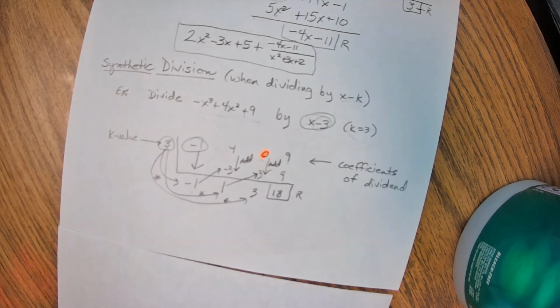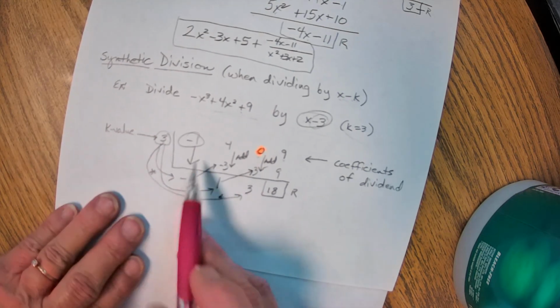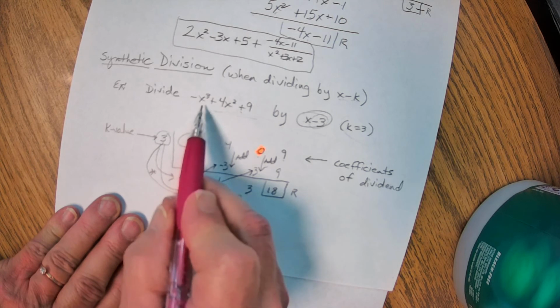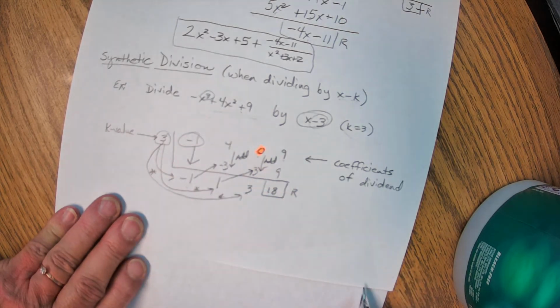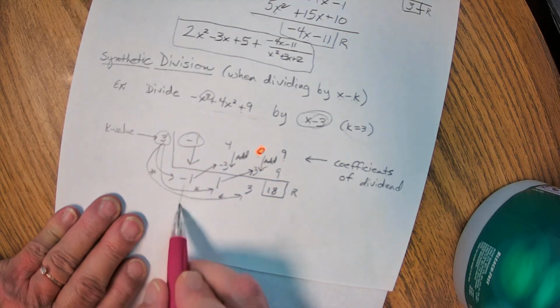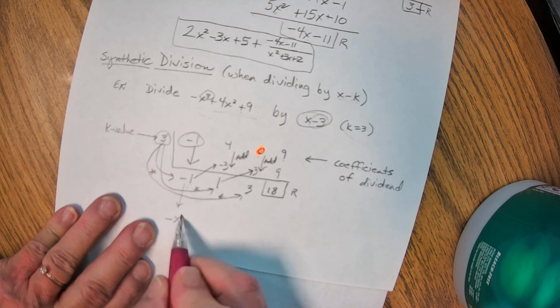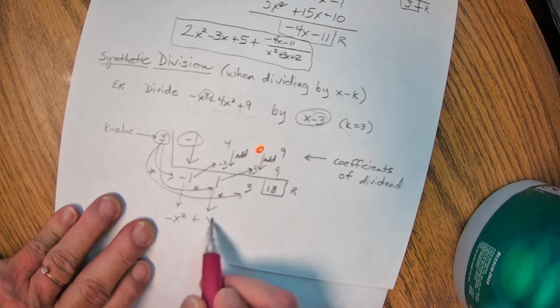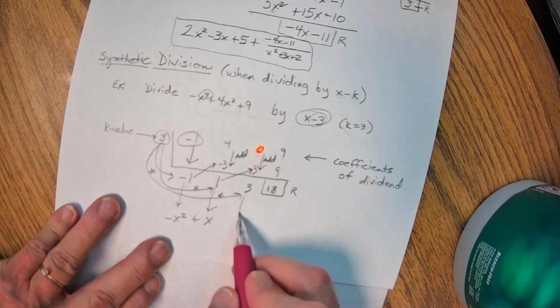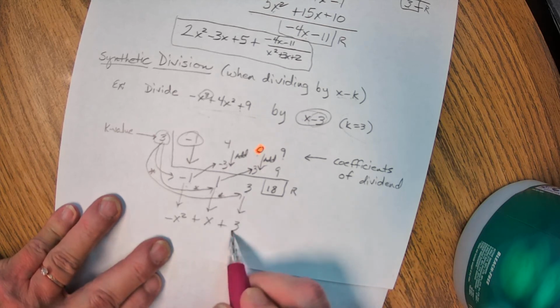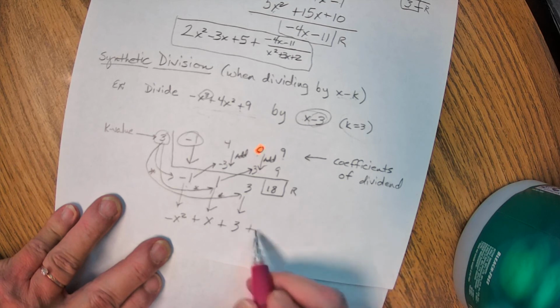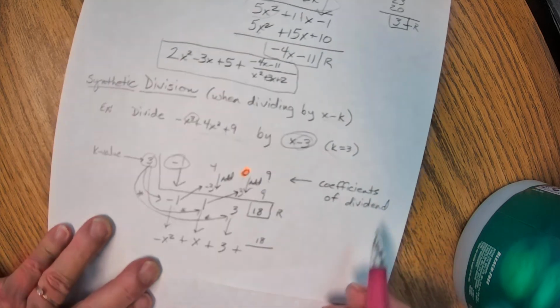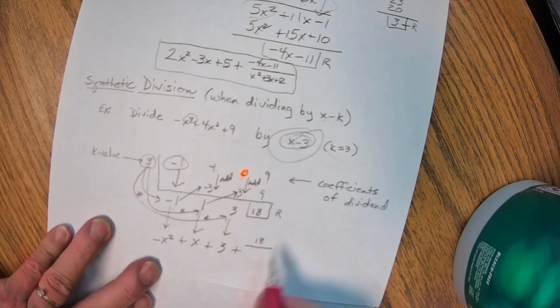This is my leading coefficient in my answer. And the degree is going to be 1 less than what I started with. So this represents -x squared plus 1x plus 3 plus the remainder over my divisor, which remember was x minus 3.